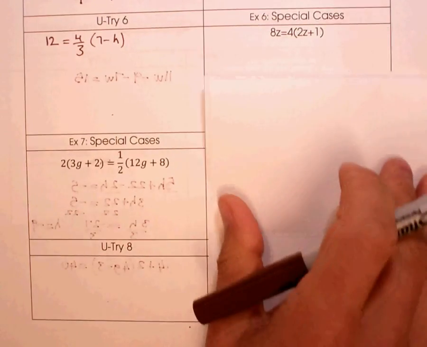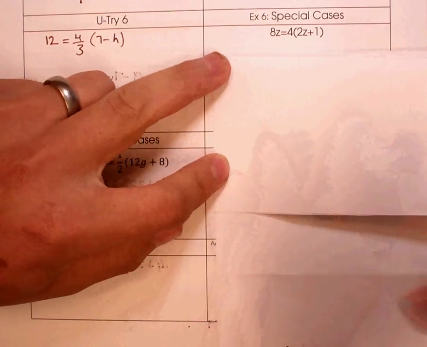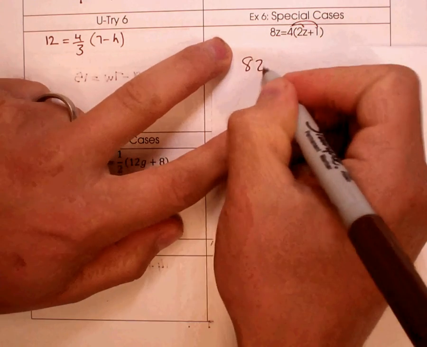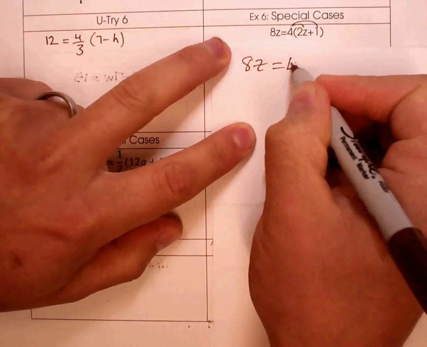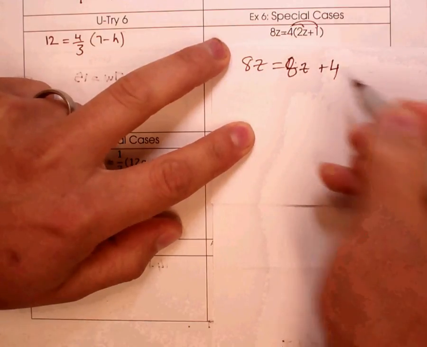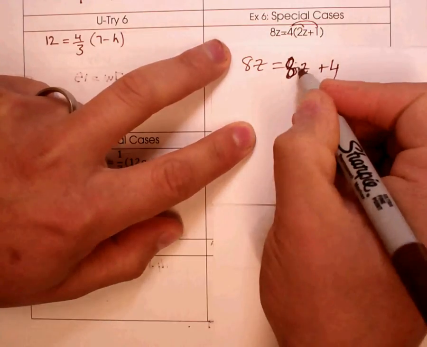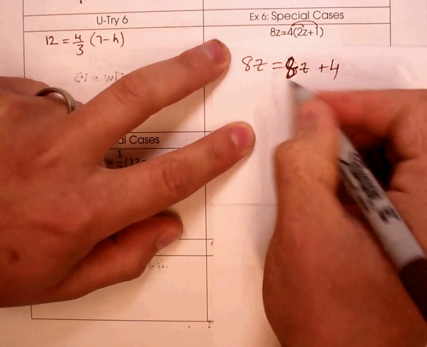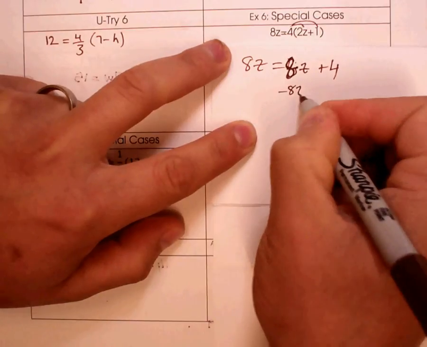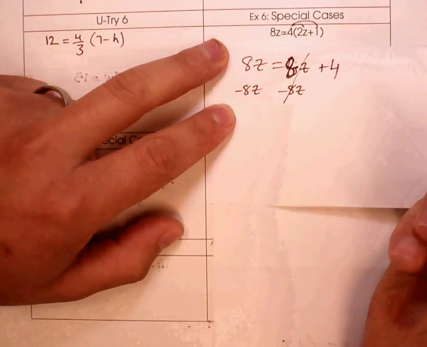Here's our next example. On this example, we will be working with the distributive property first. If we distribute 4 inside the parentheses, we will get 8z is equal to 4 times 2 is 8z, 4 times 1 is 4. We know that we are going to gather the variables on one side, and if I were to gather z's on the left side, that means I need to get rid of the z's on the right side. Negative 8z, if I subtract 8z from each side or add negative 8z on each side, this will eliminate the z's on the right side.